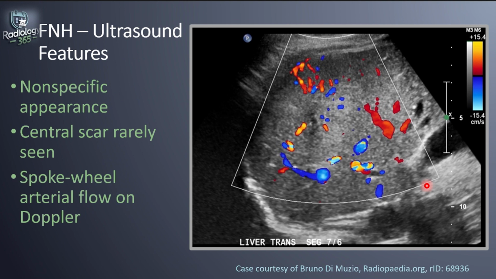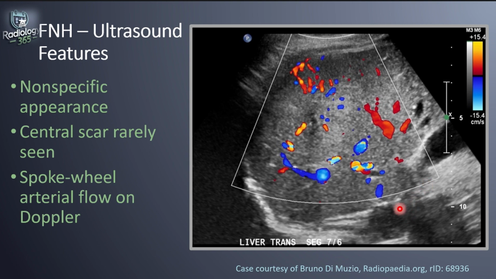Ultrasound findings are non-specific. The central scar is rarely seen on ultrasound, and even when it is, this finding can be seen in other lesions, including hepatocellular carcinoma, giant hemangioma, or an adenoma. Doppler findings of FNH include a spoke wheel configuration of arterial vessels. See the spoke wheel of a bicycle radiating like that? So that's how the vessels appear on Doppler imaging.